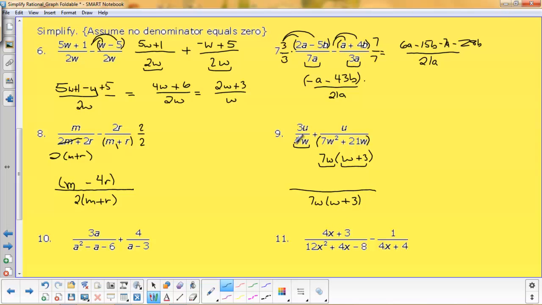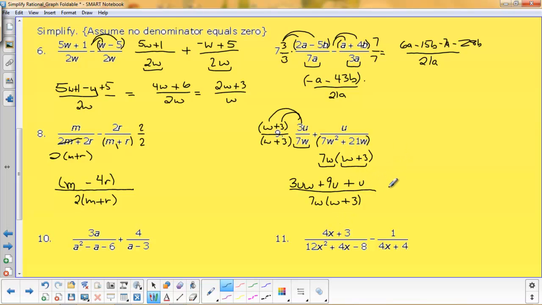Now I'm going to look carefully. What is missing from 7W to make the common denominator? Well, that's W plus 3. Whatever I do to the bottom, I must likewise do to the top. And there we go. So now what I have is 3uw, because I'm going to distribute that in. And now I get plus 9u. What is missing in the second fraction from my common denominator? The answer is nothing. So I simply put the u at the end.